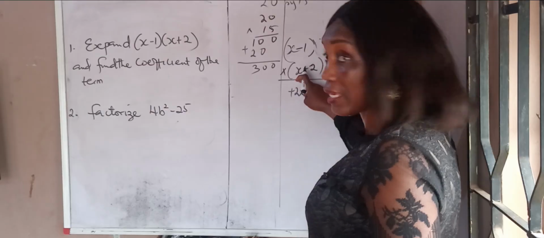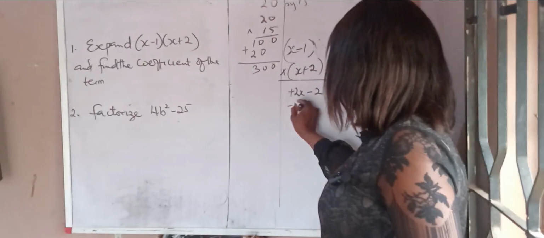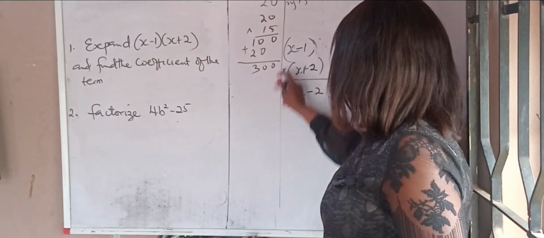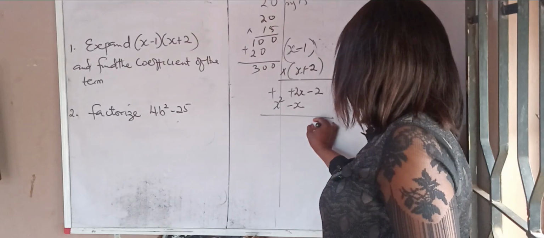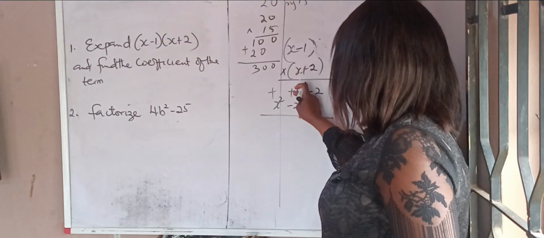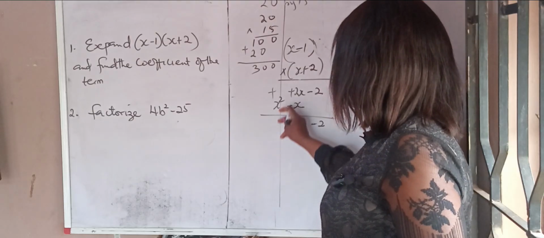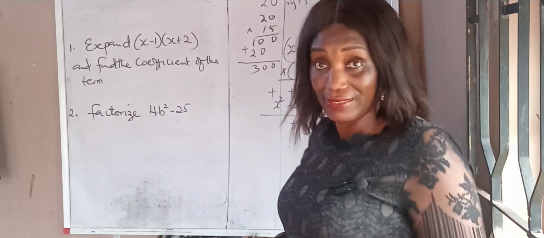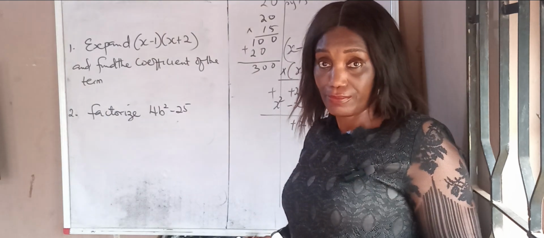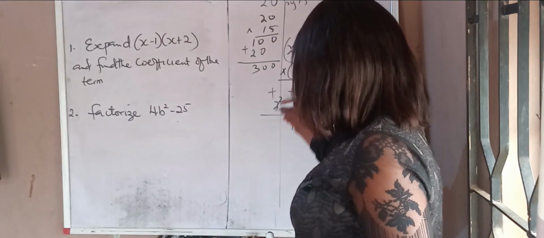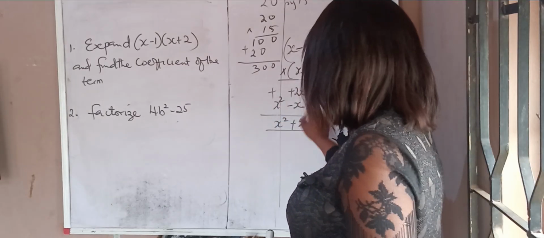Then x will now multiply. x into minus 1 will give us minus x, and x into x will give us x squared. So when you add up, you're bringing down minus 2, plus 2x minus x will give us plus x. Recall that as you're adding, you are focusing on the coefficients. Now there's nothing to add up here, so you bring down your x squared. So this is the answer.